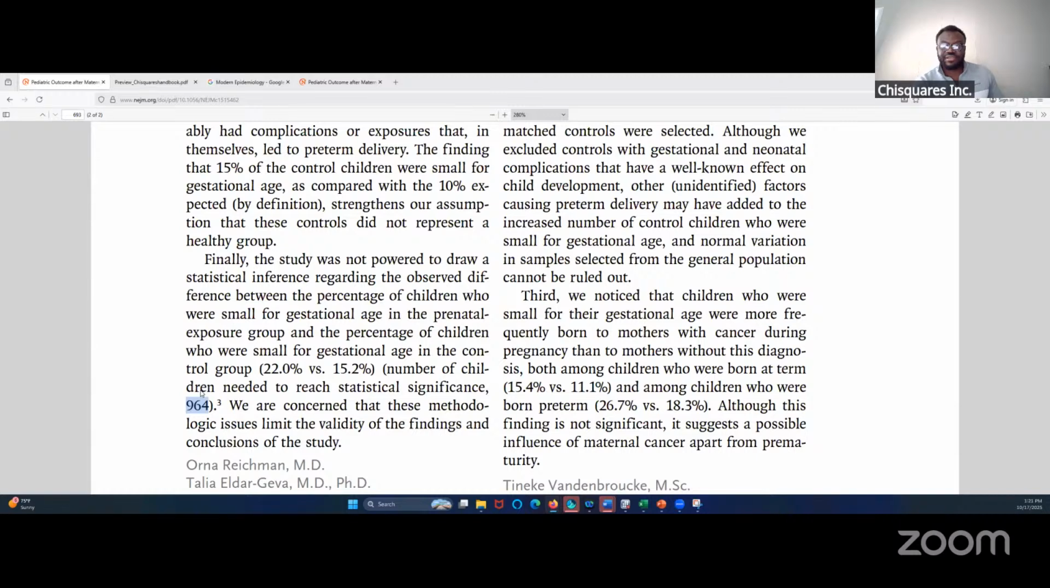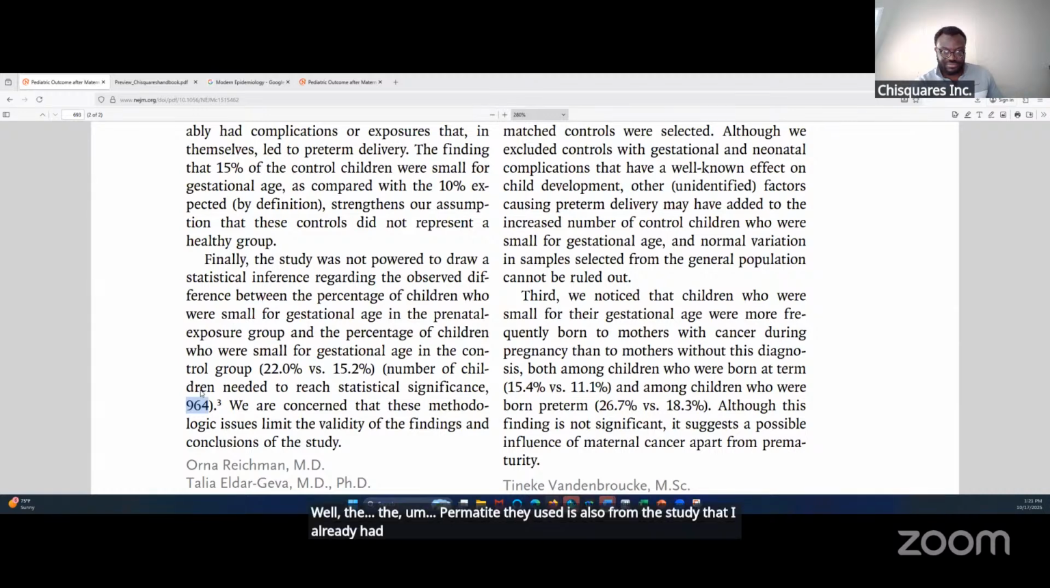Yes, Adeyemi. Well, the parameter they used is also from the study that already had a methodological flaw. So I believe that the calculations are already inherently wrong.